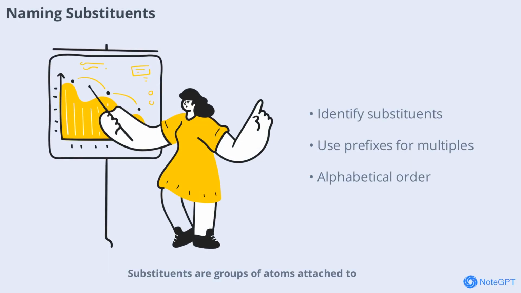Substituents are groups of atoms attached to the parent chain but not part of it. Common substituents include alkyl groups like methyl or ethyl. Each substituent is named and its position on the parent chain is indicated by a number. When multiple identical substituents are present, prefixes like di, tri, or tetra are used. Listing substituents in alphabetical order is also a key rule in IUPAC nomenclature.